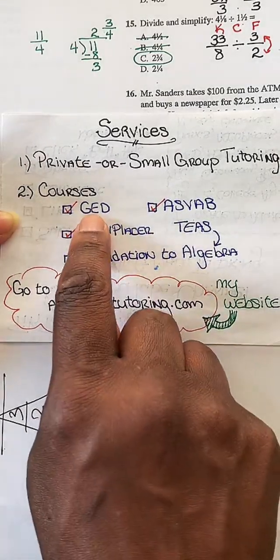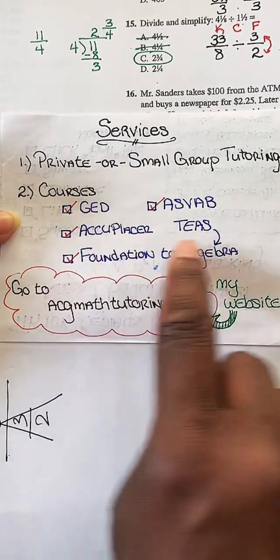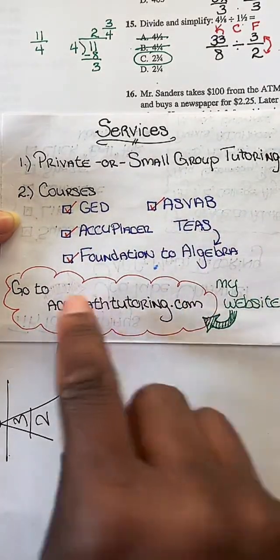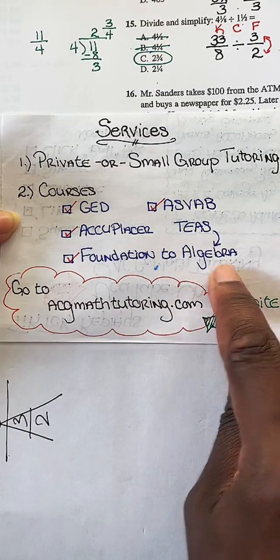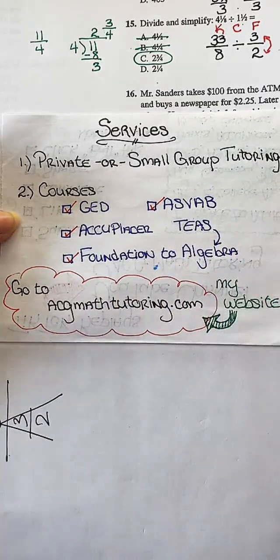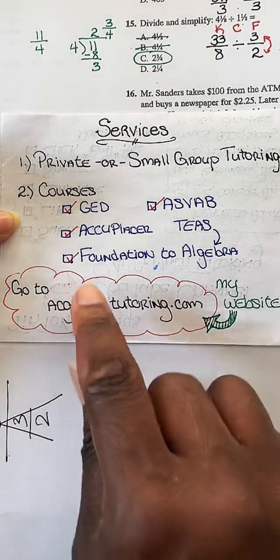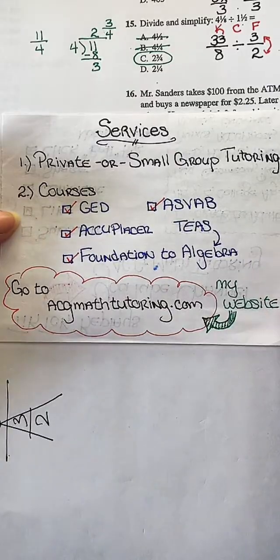So if you want one for GED, for the ASVAB, ACCUPLACER, the TEAS test, or your nursing test, you guys can definitely go into the foundations of algebra, because a lot of those components plus the proportions, that's what you see a lot of. That's where you can go.